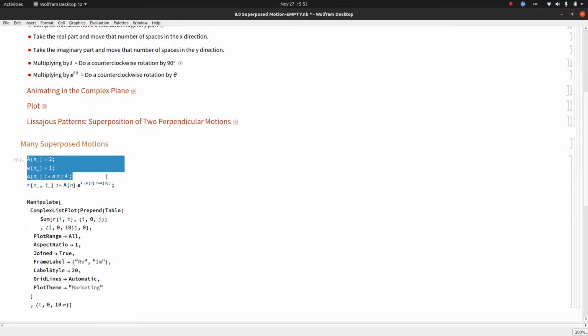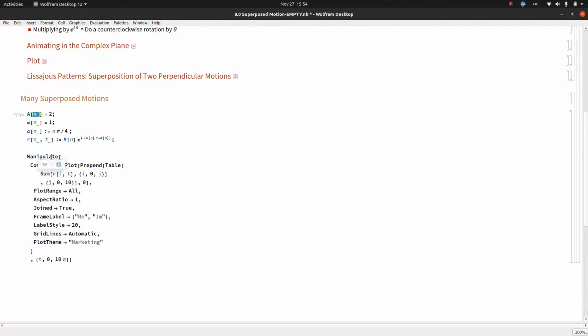But what I'm going to do is define each of them to have the same amplitude, the same angular frequency, but I'm going to shift the phase by pi over 4 radians and see what that gets us. So n here is the oscillator number. For the first oscillator, n is 1. For the second oscillator, it's 2, all the way down to however many oscillators I want.